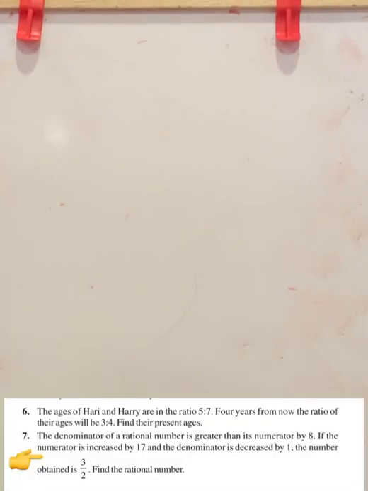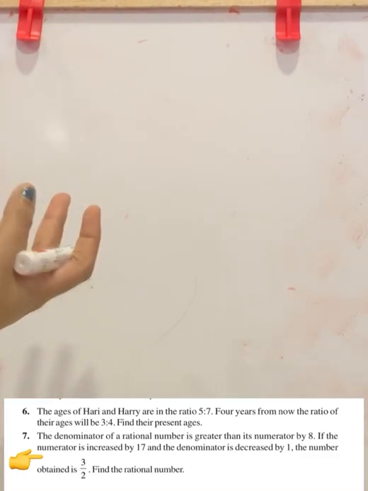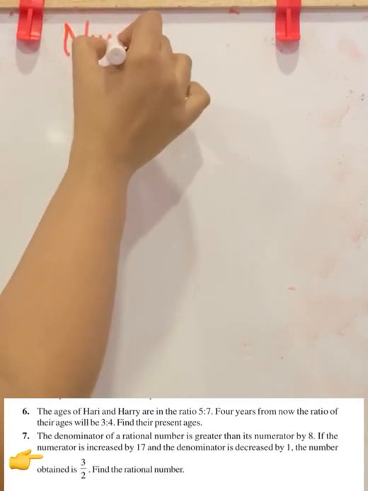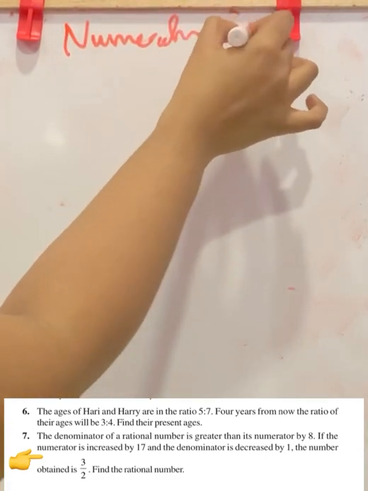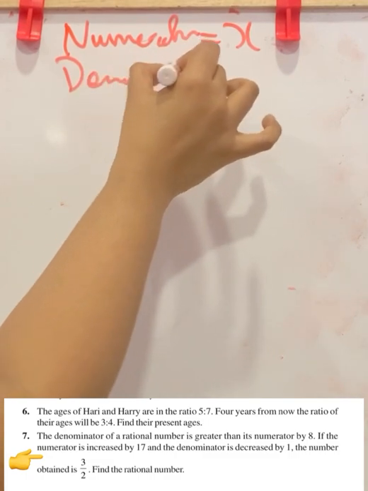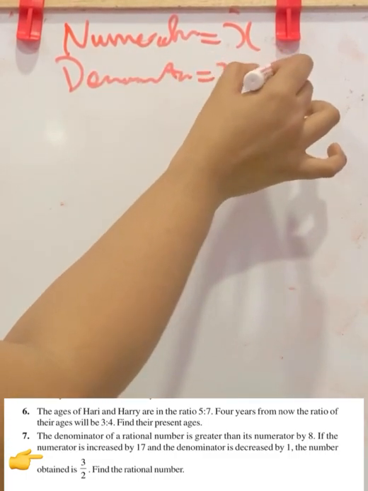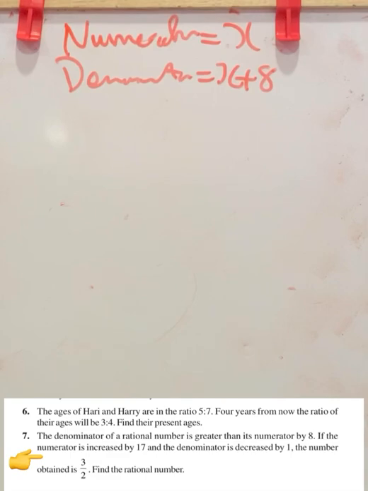Next question: the denominator of a rational number is greater than its numerator by 8. If the numerator is increased by 17 and the denominator is decreased by 1, the number obtained is 3/2. Find the rational number. So, the numerator is the smaller number, the denominator is 8 greater than the numerator. So, let us take the numerator as x. Then the denominator will be x plus 8, because it is given in the question that the denominator of a rational number is greater than its numerator by 8.